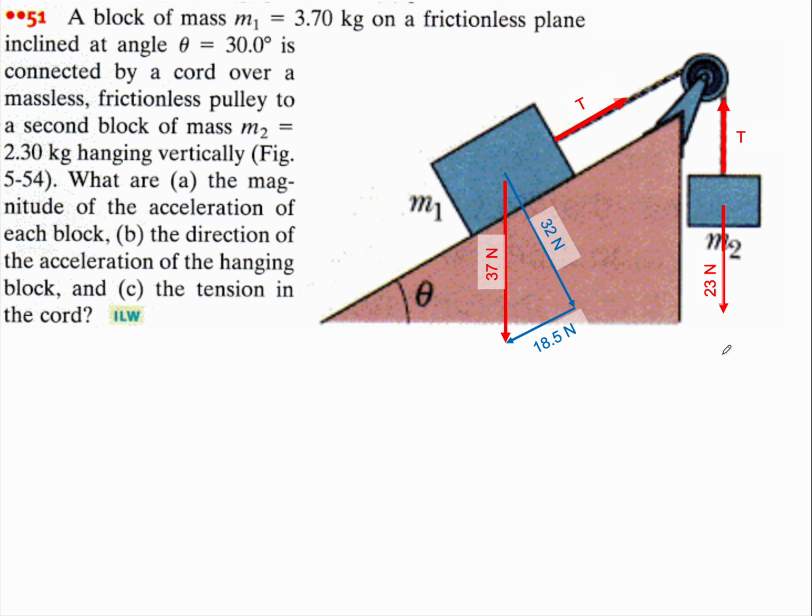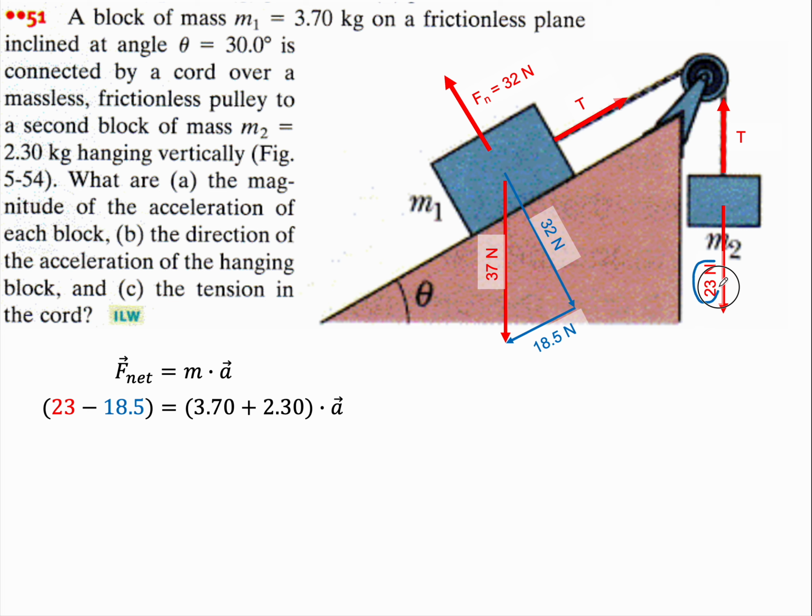How do we find the acceleration? We just have to figure out the net force. Normal force in this case would be 32 newtons. Frictionless, no other forces. What's our net force? Well, we've got the 23 trying to accelerate this thing this direction, the 18.5 going the other way. Net force, just the difference between those, equals the mass that's being accelerated, both of those together, times the acceleration, and you'll discover that it's accelerating 0.75 meters per second squared. Don't know why I have an extra zero on there, sorry.